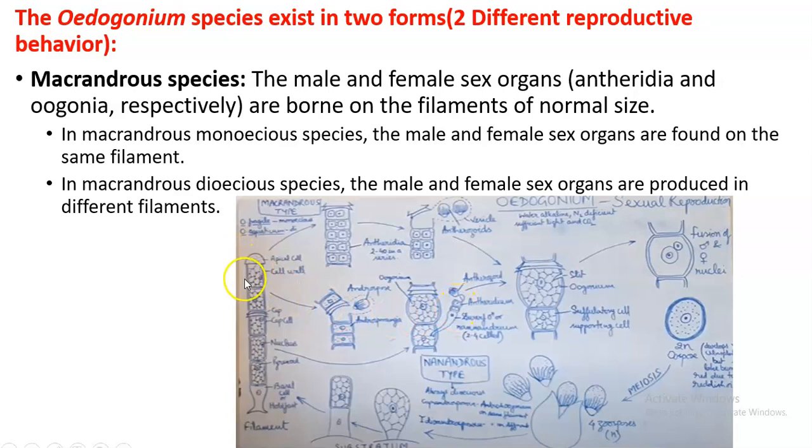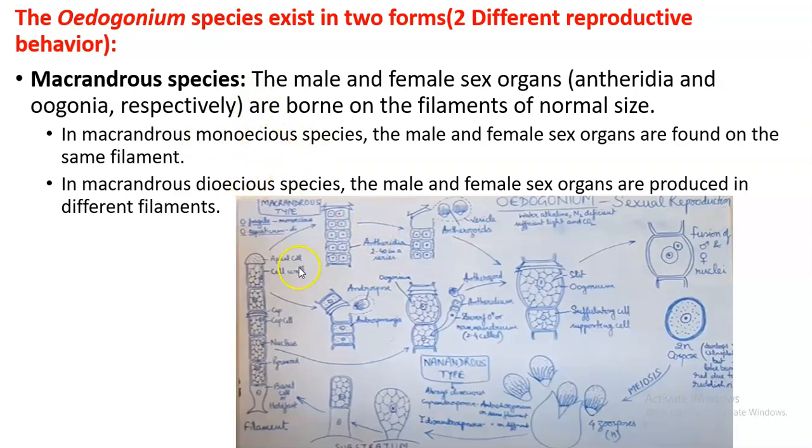The Macrandrous species have a normal vegetative filament, and one of the cells of this filament will divide to form antheridia, but in Nannandrous species it will have a tail-like microstructure called the male filament, which will be bearing the antheridia. This is the main difference between Macrandrous and Nannandrous species. And one more thing, these Macrandrous species can be monoecious or dioecious.